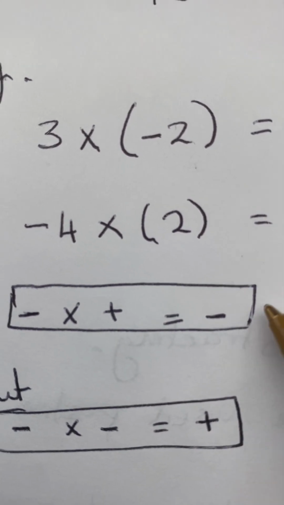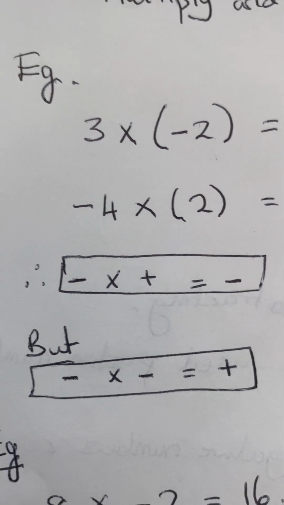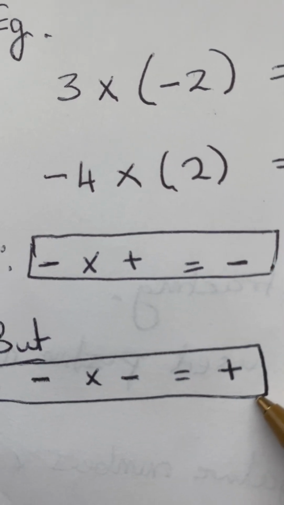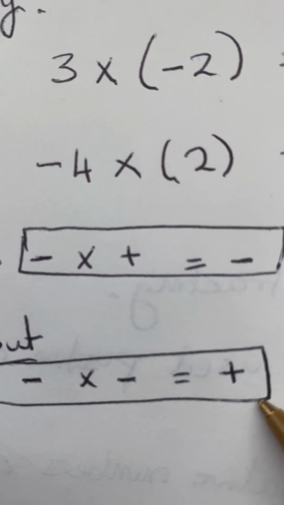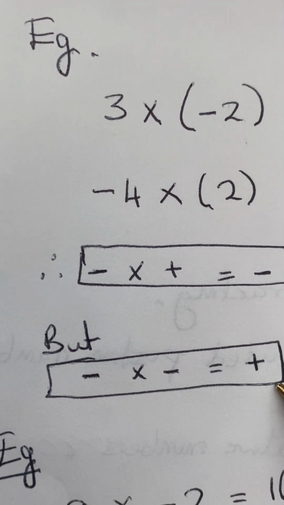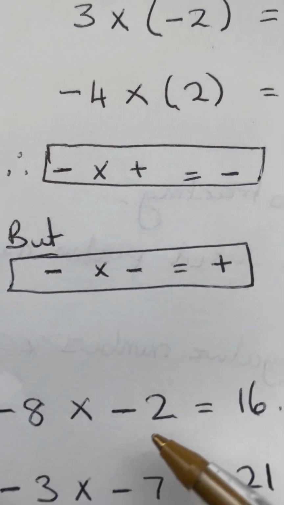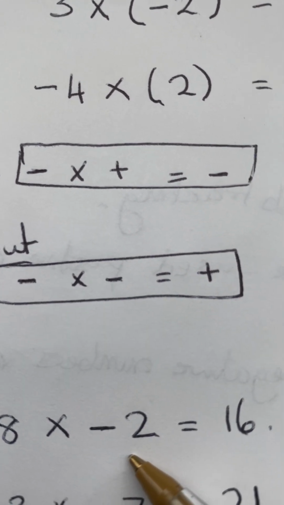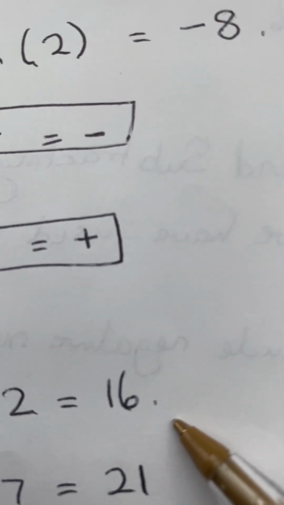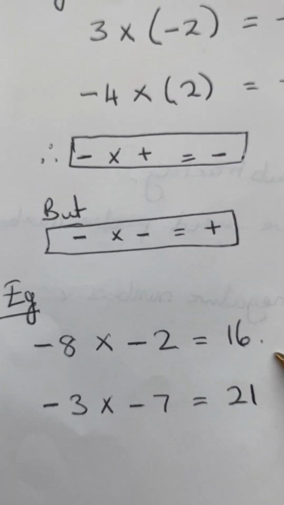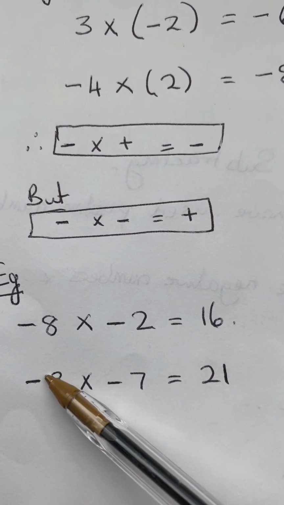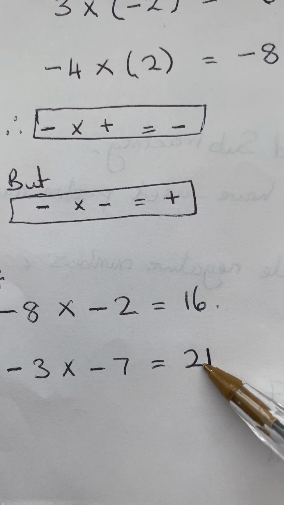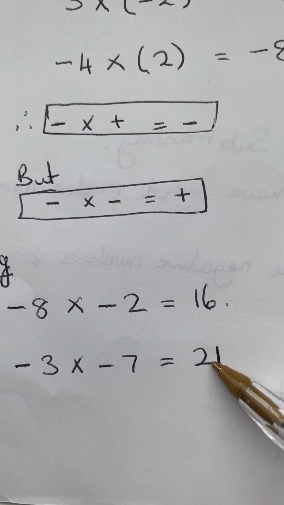Okay, the same applies to division. But if you have 2 minuses, your answer will be positive. Now, here, minus 8 times minus 2 is 16. Minus 3 times minus 7 is positive 21. Okay.